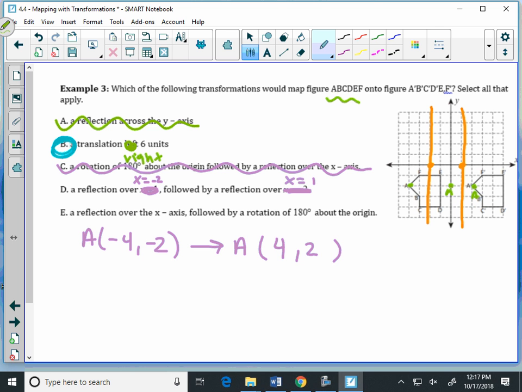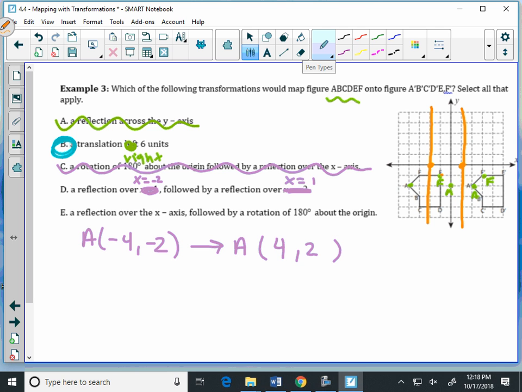I'm going to reflect F. 1, 1. Then 1, 2, 1, 2. Did that one work? Some of you might be thinking, well, what about D and E? Because they're on the other side of that line. So when you flip it, it's going to go the other direction. Well, let's try it.